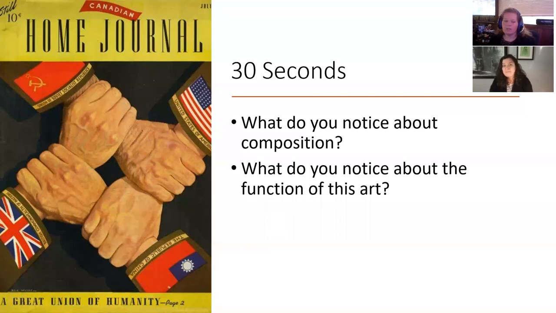So if you were with us last time, we showed you a quick activity you could use tomorrow in the classroom called 30 Seconds that focuses on visual literacy. So what we'd like you to do is take 30 seconds right now and don't write, just look at this image. And what you want to be looking for are the two questions. What do you notice about composition, the things that you learned about composition from earlier today? And what do you think about the function of this art? Composition and function is your focus. 30 seconds, go. Just observe, don't type.